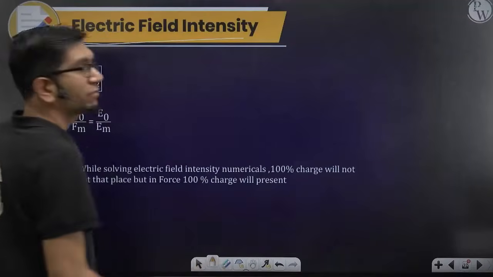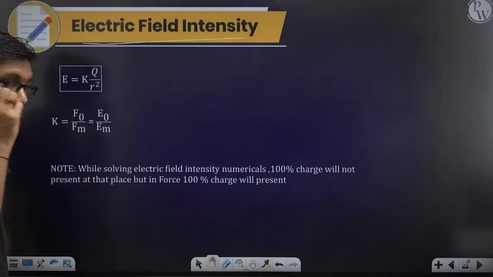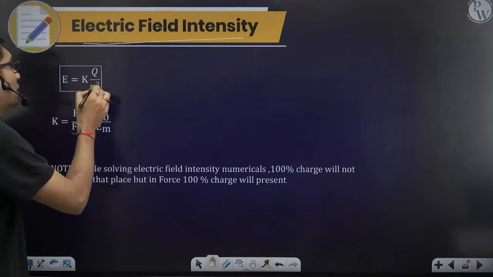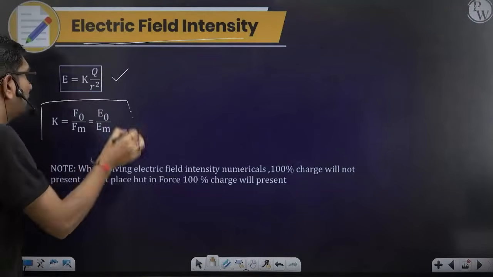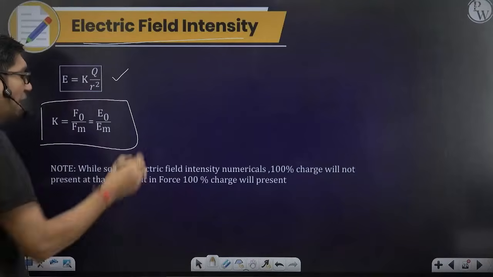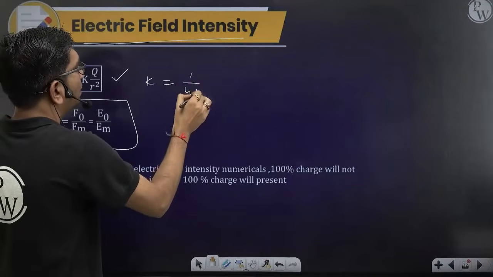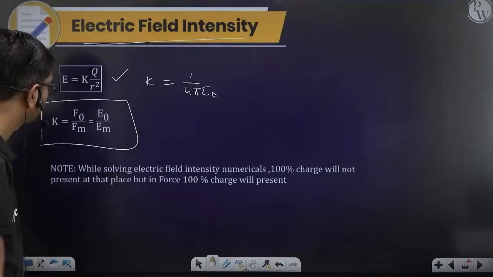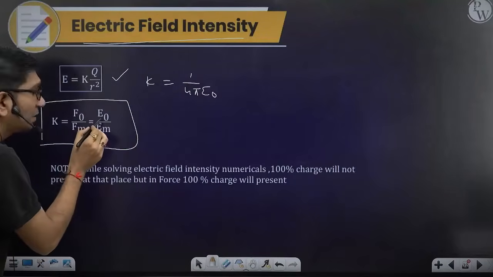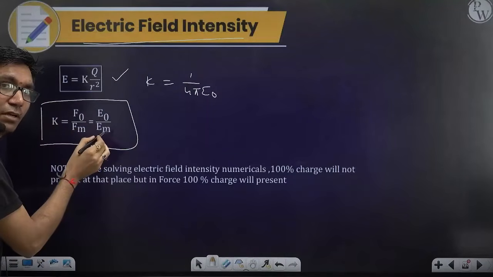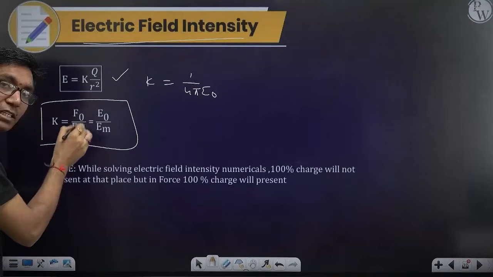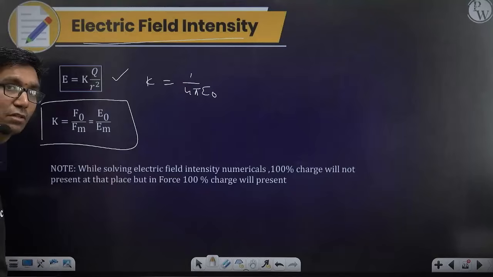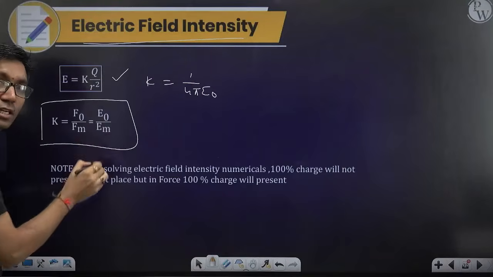Now, electric field intensity. E is equal to KQ by R square. Okay. Electric field intensity. K is nothing but, as everyone knows, na? It is 1 by 4 pi epsilon naught only. Okay. Electric field intensity in terms of relative permittivity. Okay. Again, the same thing. This is in terms of force and this is in terms of electric field. Okay. Remember the trick.